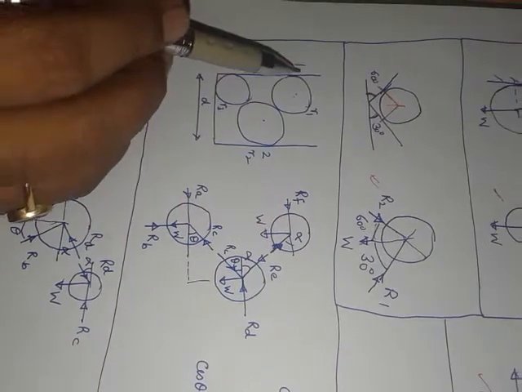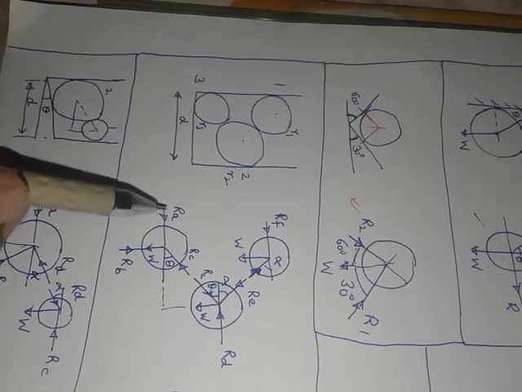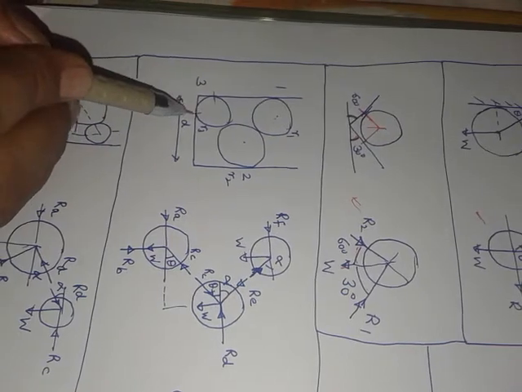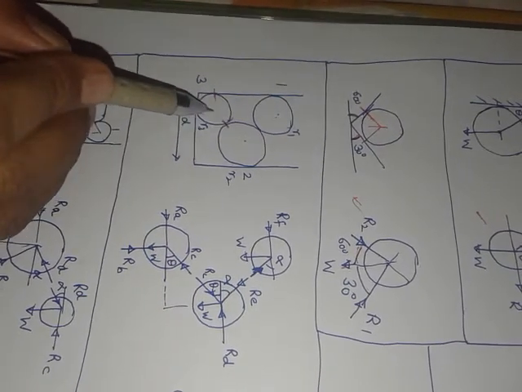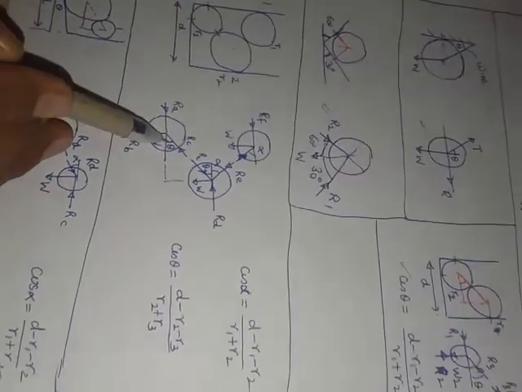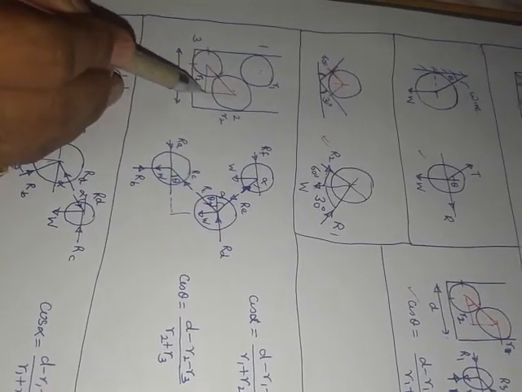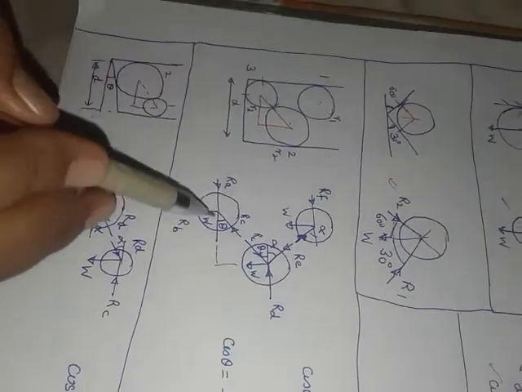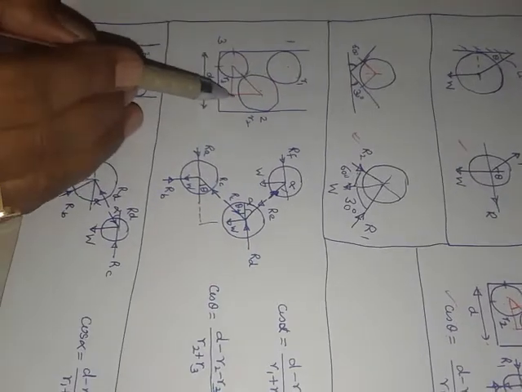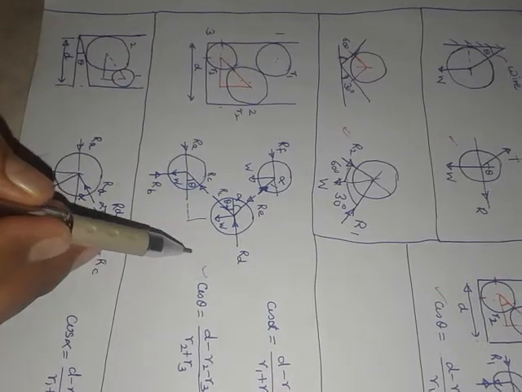Another case of FBD is taken here. There are three spheres instead of two. So again we try to see the reactions. One is coming from here, one is coming from here, one is here from contact to contact, and one is the weight. So this has been shown here. Again we can determine the value of theta by making a triangle like this, as we have done in the earlier two-sphere question. We can determine cos theta as (D - R2 - R3) upon (R2 + R3). So this is how we can determine cos theta.